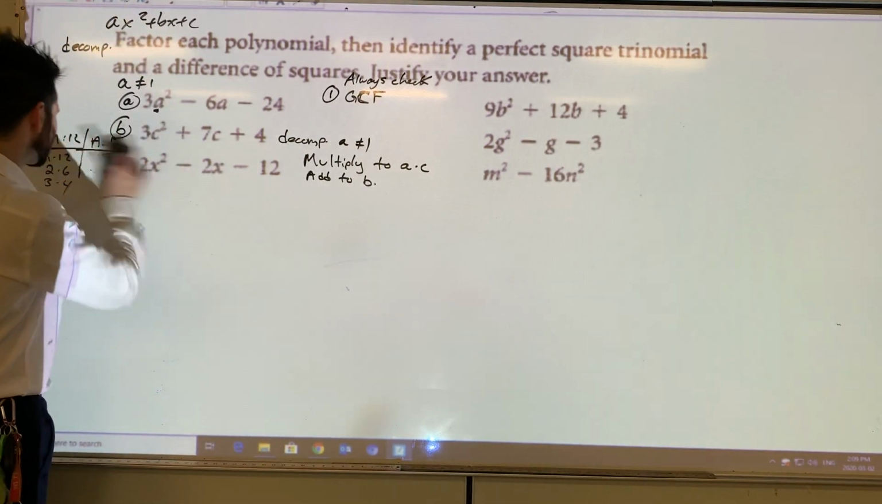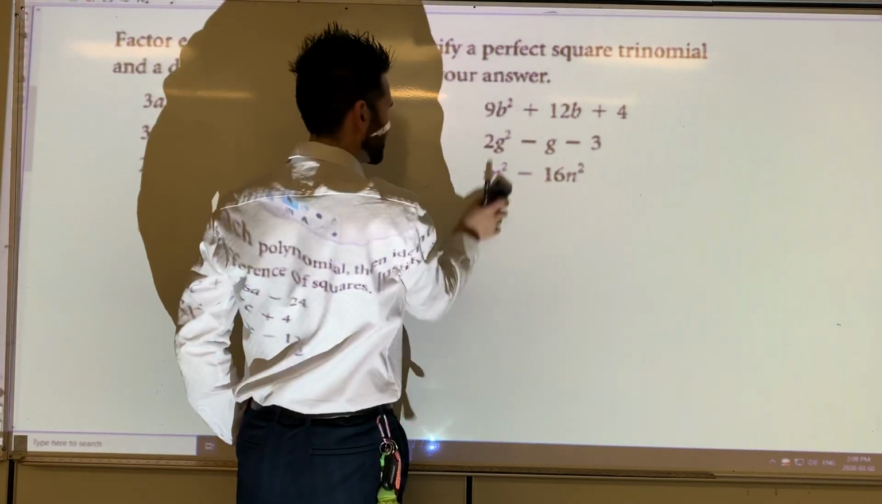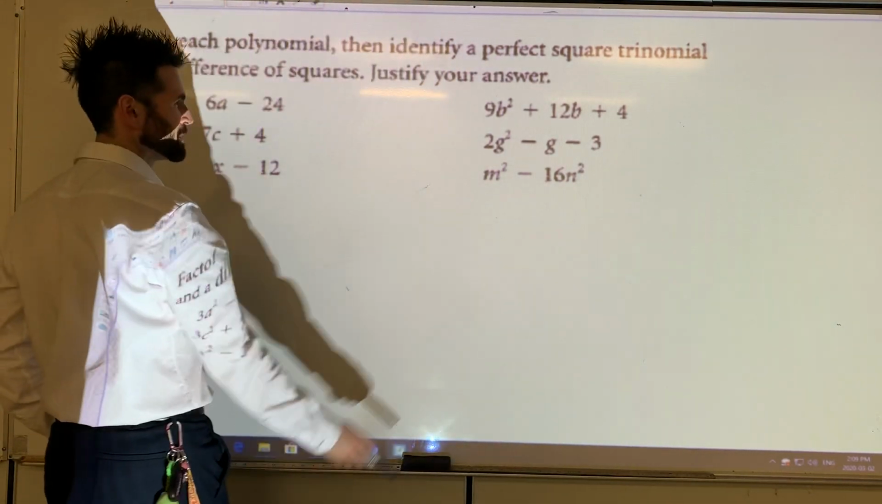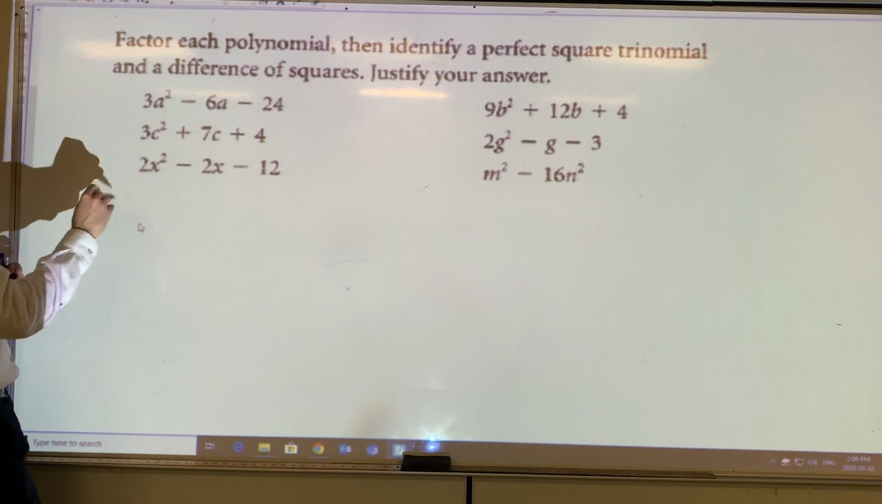Okay. Another one that comes up frequently is on this list. I mean, this is a perfect square trinomial. It's like, who cares? You can do decomp on it. This is another one where, is there a greatest common factor?